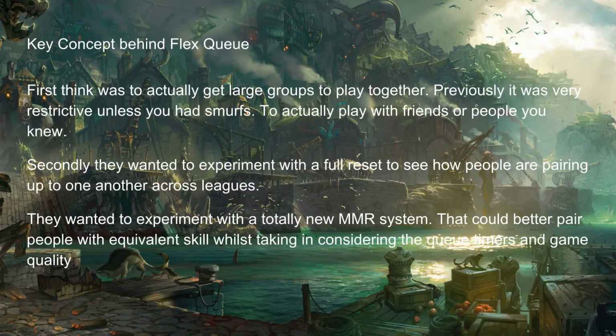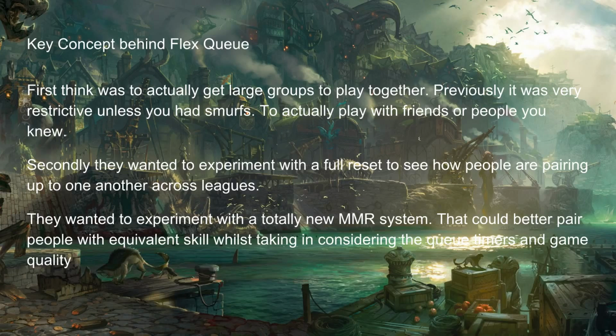Secondly, they wanted to experiment with a full reset. Now this is mind-blowing because people have been asking for a full reset. Riot hasn't really considered this until this season because of the player pool that they have. In actuality, there is no movement between the number of players moving up and moving down. So that's one of the reasons why they were looking to consider a full reset, to see how people are pairing up with one another across leagues, because the league has been around for 7 years and they wanted to see how well people have adjusted to this game.